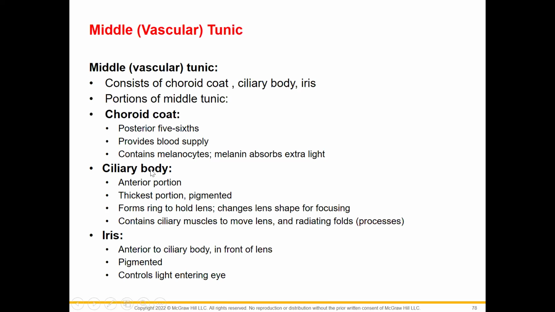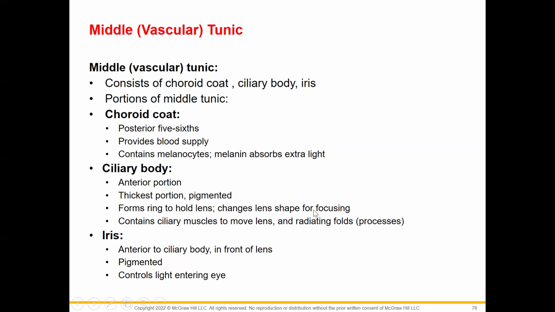The ciliary body is the anterior portion of the vascular tunic. It is the thickest portion and is pigmented. It forms the rings around the lens. So it's what forms the rings that hold the lens in place. It is also responsible for changing the shape of the lens to help you focus.